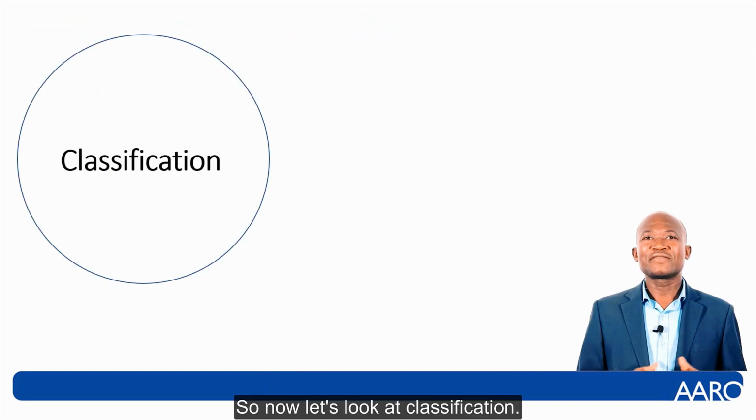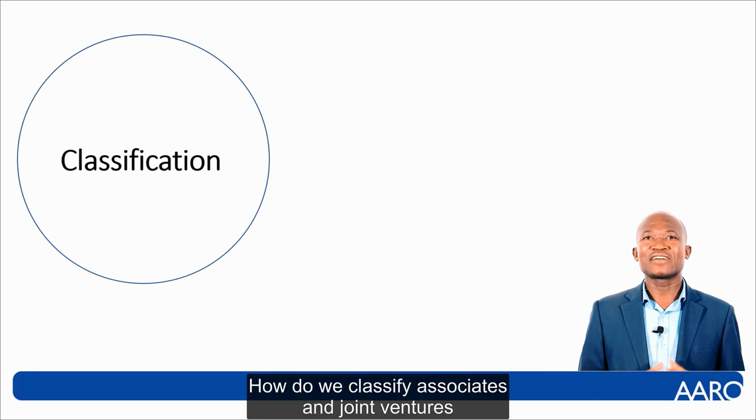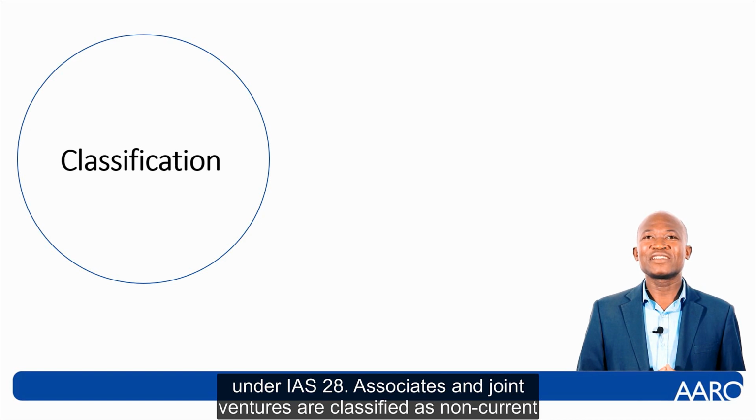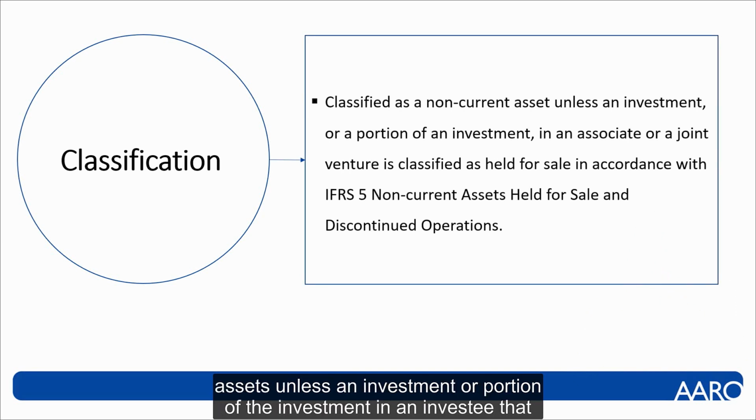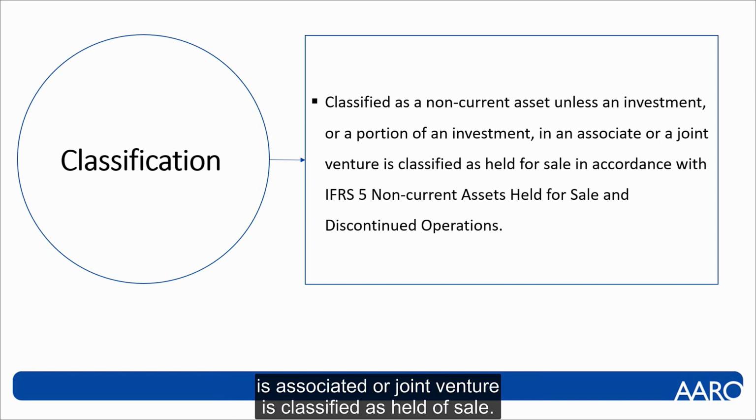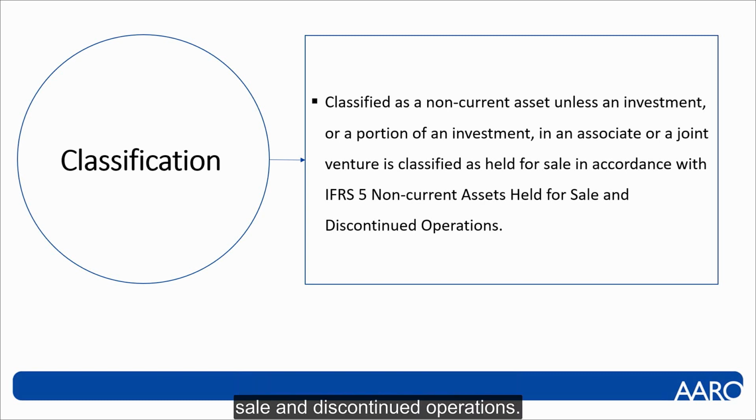So now let's look at classification. How do we classify associates and joint ventures under IAS 28? Associates and joint ventures are classified as non-current assets unless an investment or portion of the investment in an investee, that is associates or joint venture, is classified as held for sale in accordance with IFRS 5, that is non-current assets held for sale and discontinued operations.